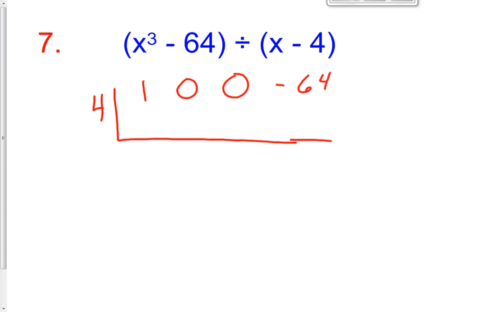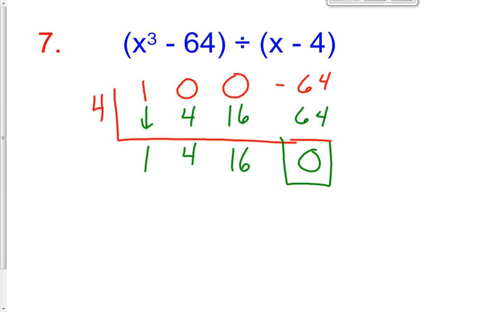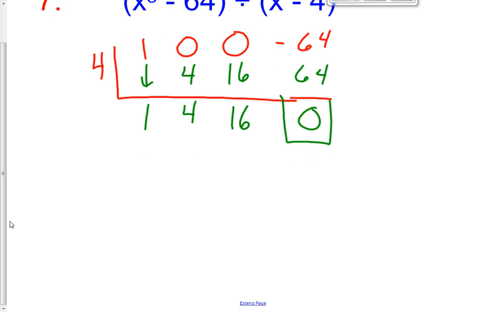Now we're going to bring down the 1. And then we multiply, 4, and then we add, 4, and then we multiply, 16, and then we add, 16, and then we multiply, 64, and then we add 0. This is kind of fun, isn't it? I kind of like synthetic division. Once you learn the process, it's very quick and simple. So we have a remainder of 0 in this one.